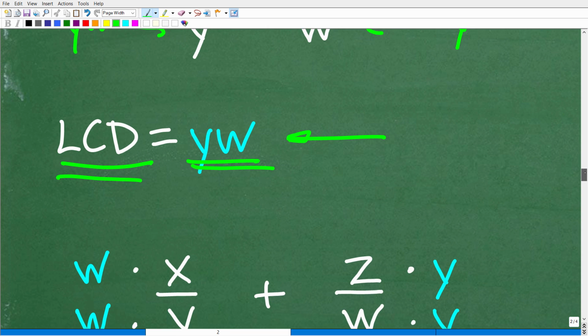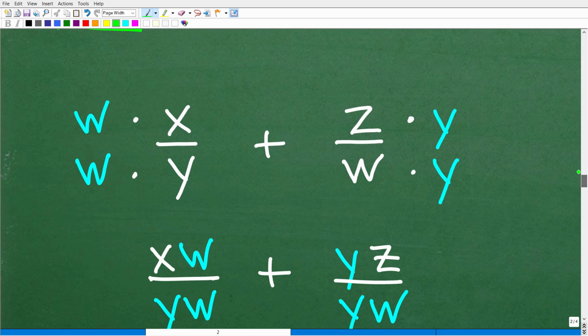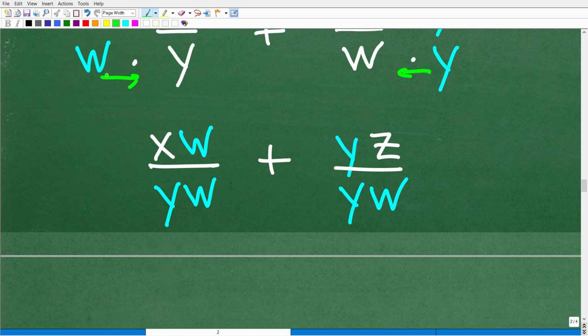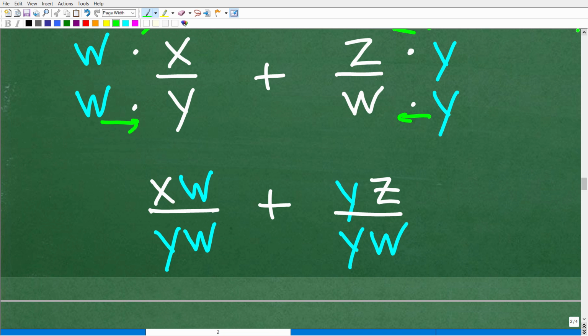All right, so yw is our LCD. So how do we change a y into yw? Just multiply by w. But we need to multiply the numerator by w as well. How do we change a w into a yw? Just multiply that by a y. But we have to multiply the numerator by a y as well. So we're going to end up with yw, or w over y, or yw, over xw.